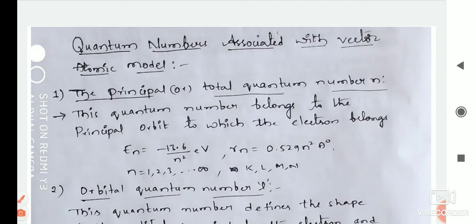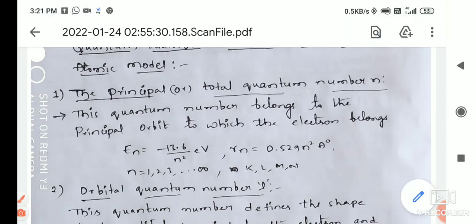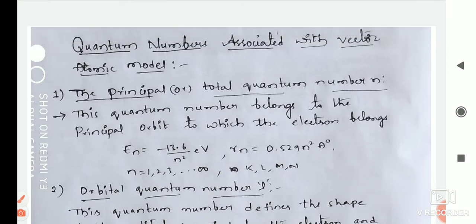Here in this vector atomic model, today we are going to learn about the quantum numbers associated with it. Actually the postulates of the vector atomic model are space quantization and spinning of the electron, which is explained by the Stern-Gerlach experiment. The Stern-Gerlach experiment proved the postulates of the vector atomic model. So the electron does not only have spinning, but also space quantization.